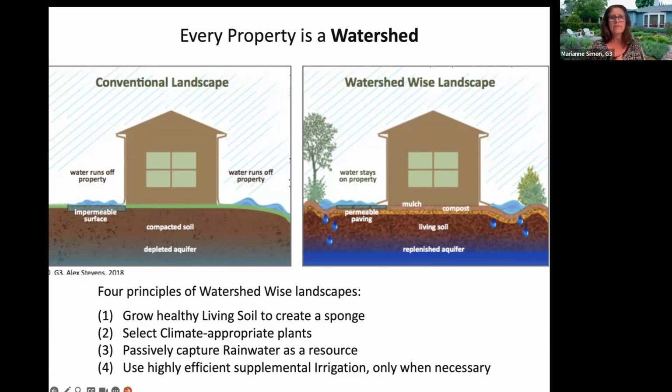So image on the left, a conventional landscape where you've got compacted soil, rainwater is running off, not a lot of diversity of plants, soil is depleted. Image on the right, there is that watershed-wise landscape, right? A diversity of plants holding on to the rainwater, that living soil sponge, and minimal irrigation.